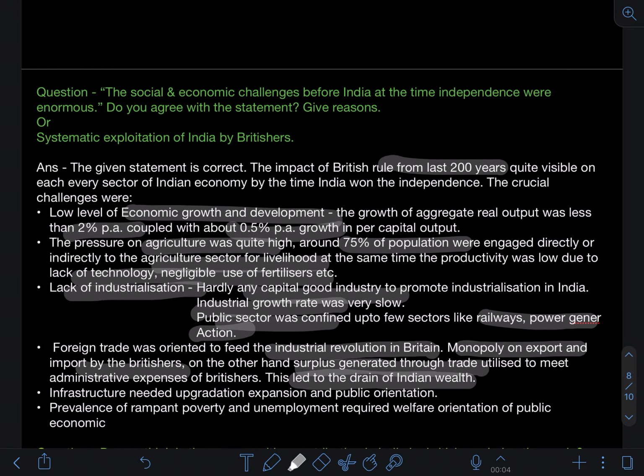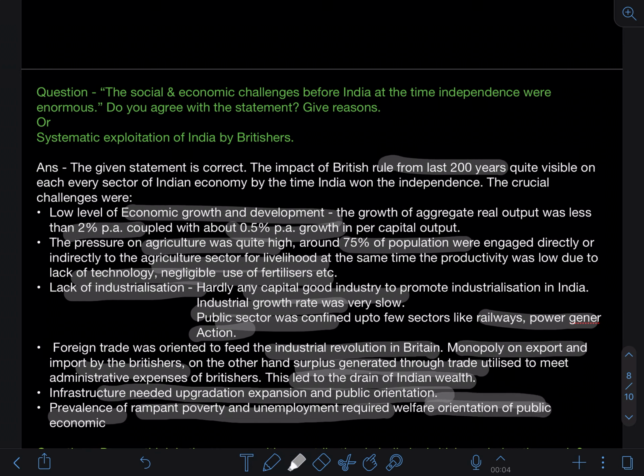So infrastructure needed upgradation. Another point that we need to mention as a challenge: the infrastructure was pathetic. At that time, though roads and railways were there, connectivity among the people was still a great issue that we really needed to take care of just after independence. And last but not least, the rampant poverty and unemployment required welfare orientation of the public economy, right?